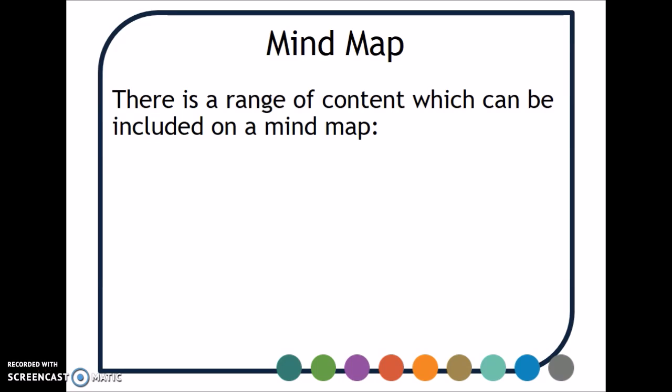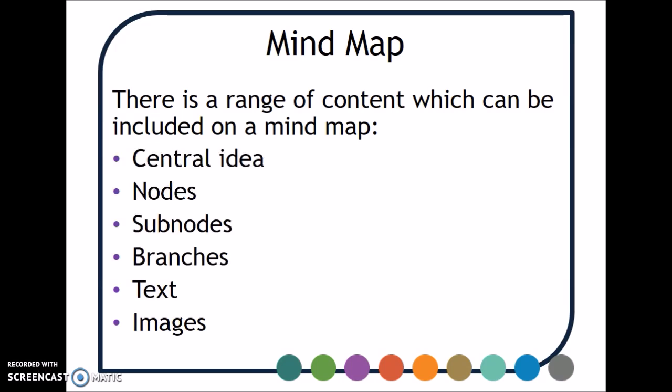So again, there's content that can be included on a mind map. You've got your central idea in the middle. So for example, if you were doing R082 Energy Matters model assignment, you might put Energy Matters DVD cover in the middle as your central idea. The nodes are then the first level that come off that, followed by subnodes, and your subnodes might also have subnodes, and they are connected by branches. By nature, a mind map includes text, and it can include some pictures as well. It just depends at what level of detail you want to go into.